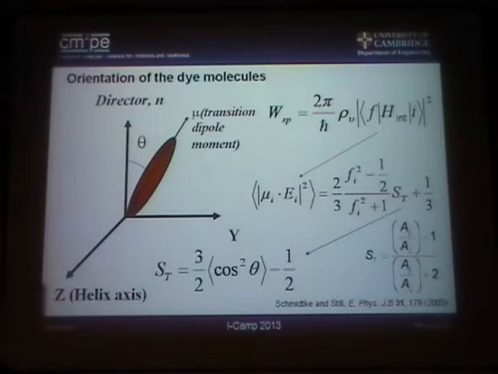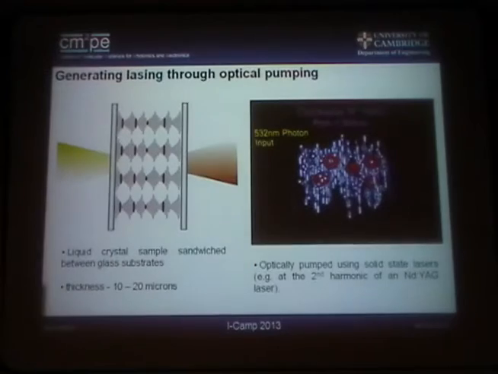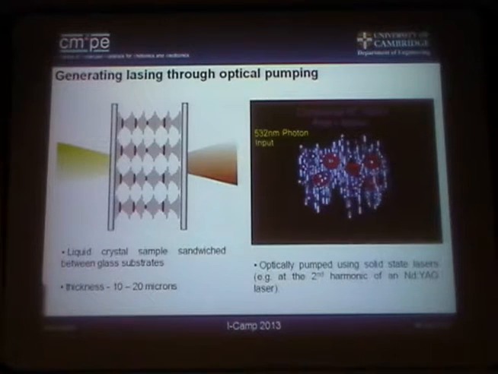And you can actually measure that, and that's something that we do. You can measure the size of this order parameter term just from the absorption properties or even the fluorescence, the emission properties, and it's just a simple relationship. So those are the important parameters you've got to take into account. Once you've made your sample, and then you optically pump it, all these samples that we look at are optically pumped.